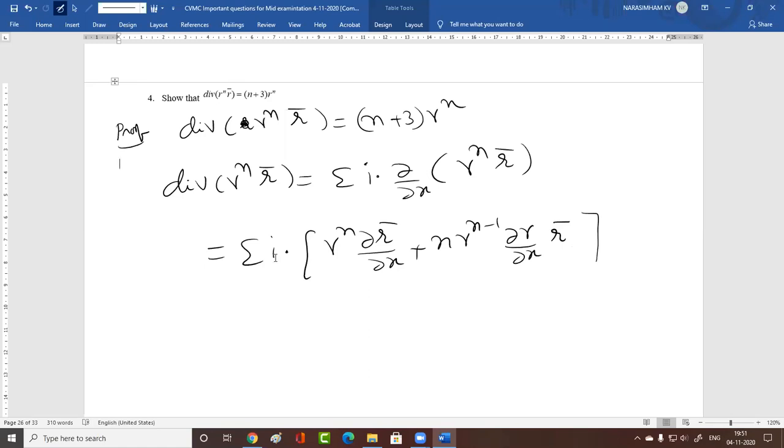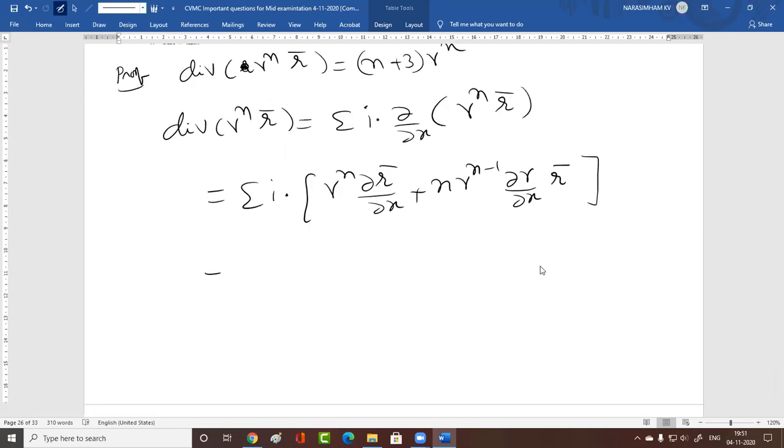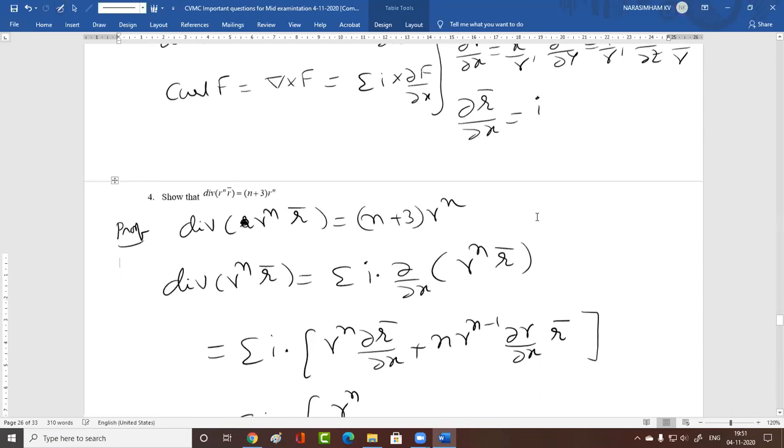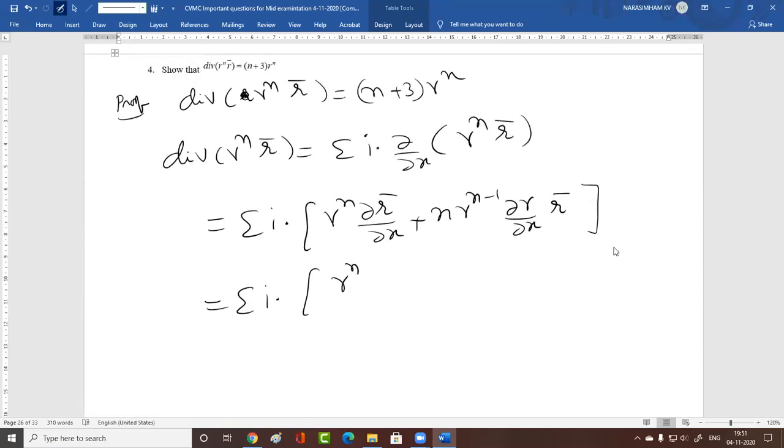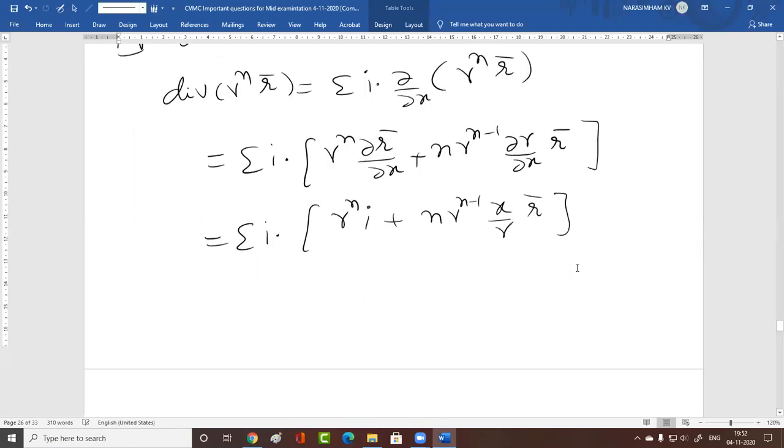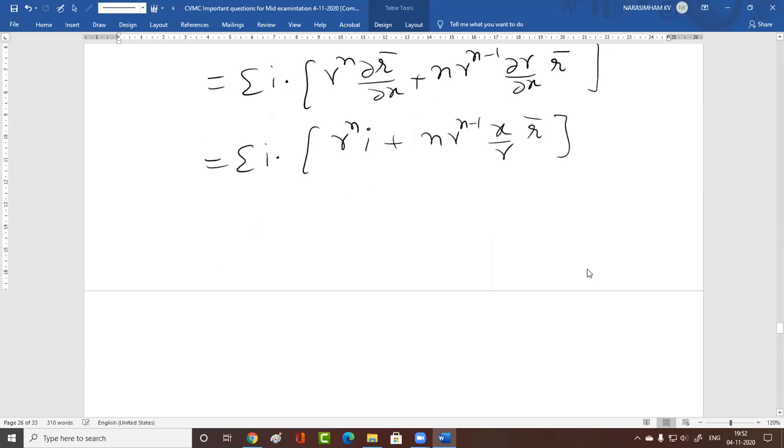Now, sigma i dot r power n into dou r bar by dou x. Dou r bar by dou x equals i. Plus n into r power n minus 1 into dou r by dou x, which is x by r, into r bar. Now coming to the dot product: i dot i equals 1. So the first term is r power n. Then n r power n minus 1 by r, which is nothing but n r power n minus 2.